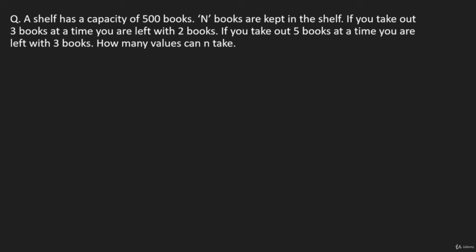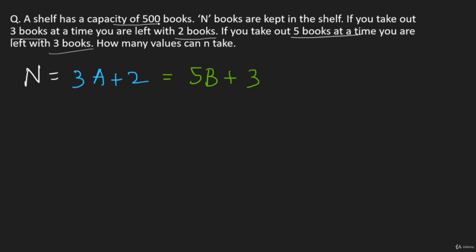Alright, we are back. I hope you have given it a try. It's mentioned that there are N books, and if you take 3 books at a time, you are left with 2 books. So I can write N as 3a plus 2, right? Similarly, if you take 5 books at a time, you are left with 3 books. Therefore, I can write N as 5b plus 3. Also the capacity of the shelf is 500, so N has to be less than or equal to 500, right?